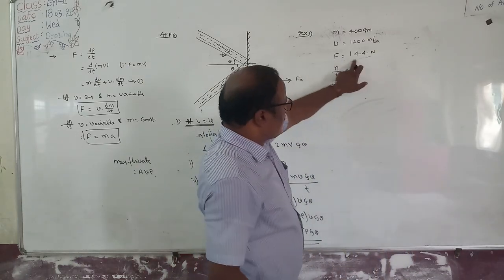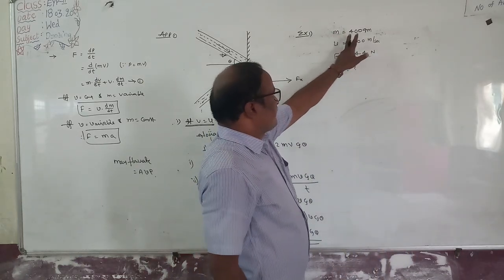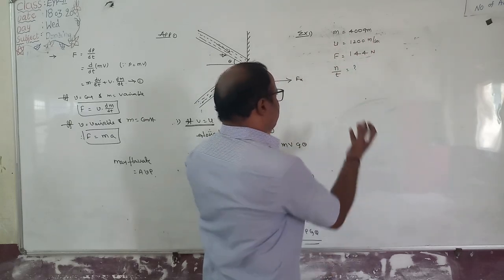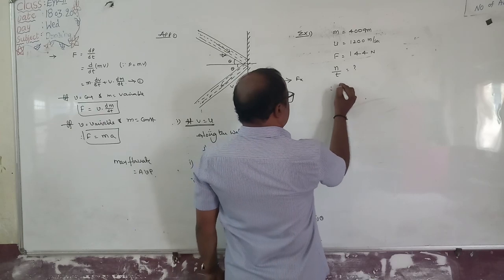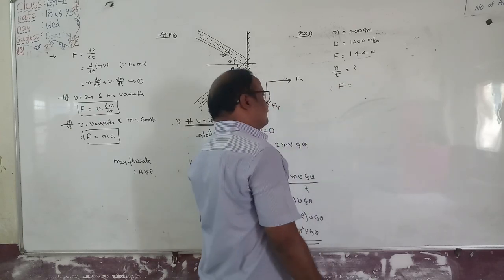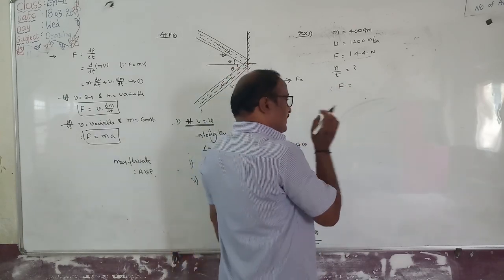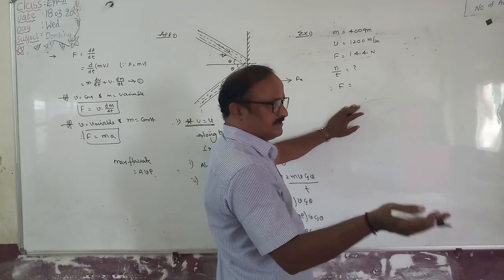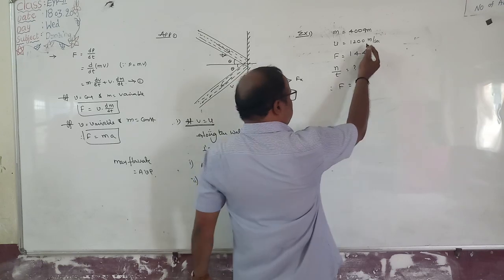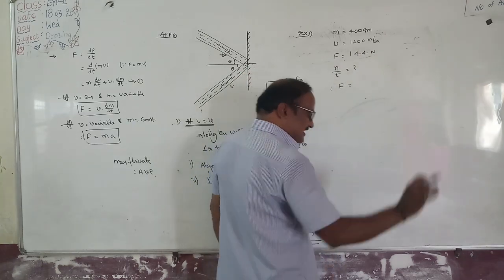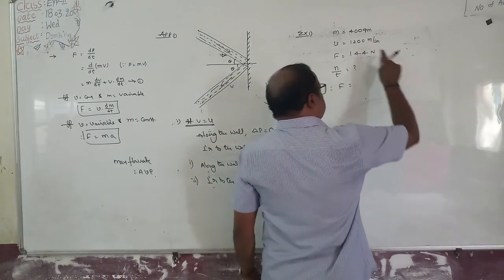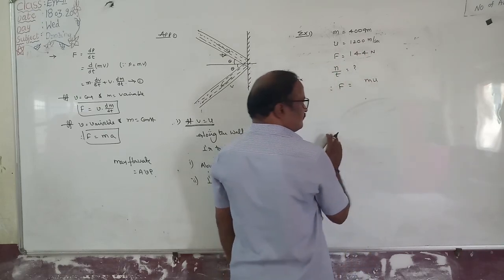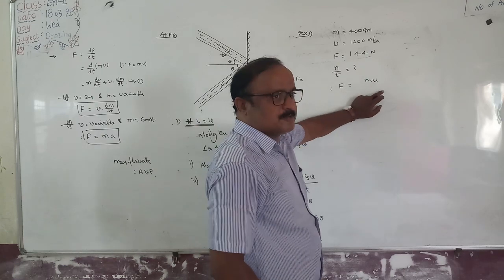Here F is 144 newtons, m is 400 grams, and the velocity of each bullet is 1200 meter per second. Find the value of n by t and n. According to Newton's second law, F is equivalent to rate of change in momentum, that is change in momentum by time. Initially the bullet is at rest. After firing, it is moving with a velocity u. Its momentum is mu. Mu is the momentum of each bullet.